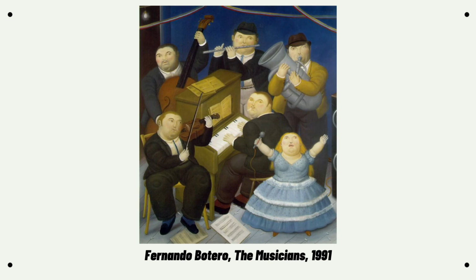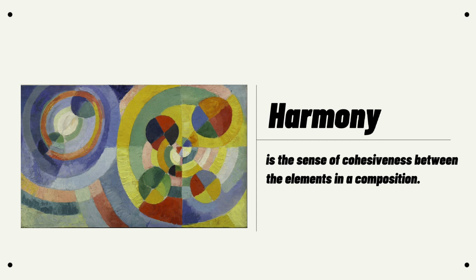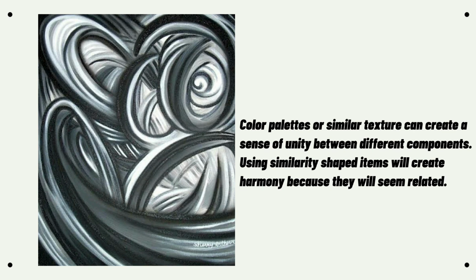In this example of unity in art, Botero creates unity through subject matter, through rhythm, and through repetition of form, shape, and color. Harmony is the sense of cohesiveness between the elements in a composition. The elements shouldn't be exactly the same or completely different, but related in some way. Color palettes or similar textures can create a sense of unity between different components. Using similarity in shape, items will create harmony because they will seem related.